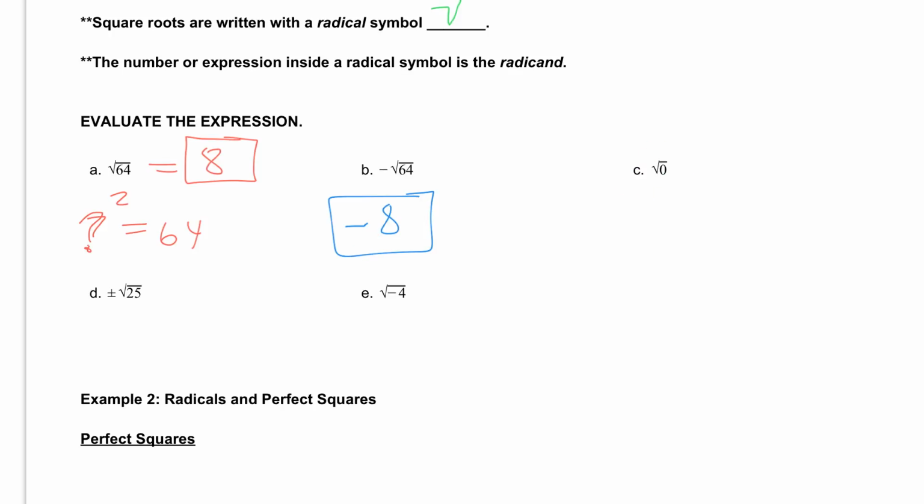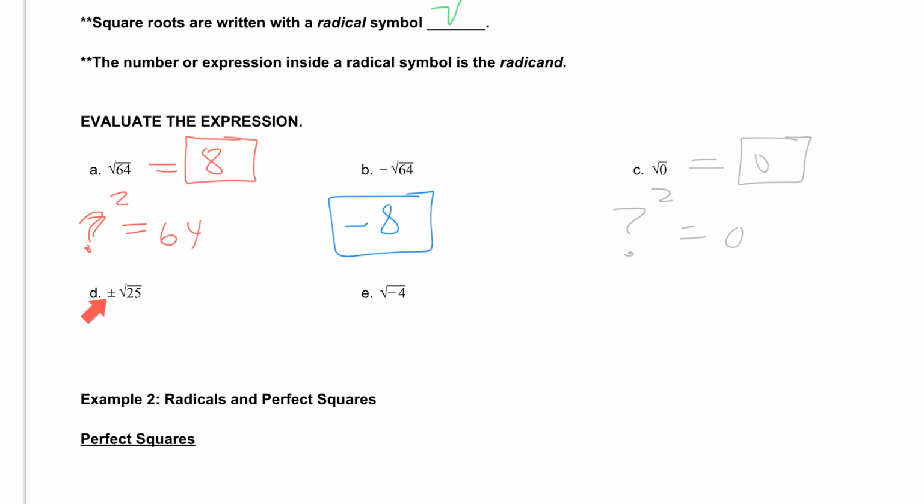Letter C, we have the square root of 0. So we're thinking to ourselves, something raised to the second power has to equal 0. So what number can we multiply by itself to get 0? That would be 0. So the square root of 0 is 0.